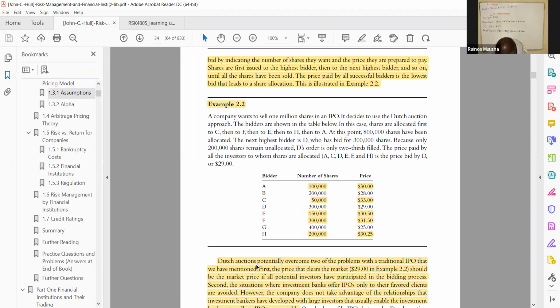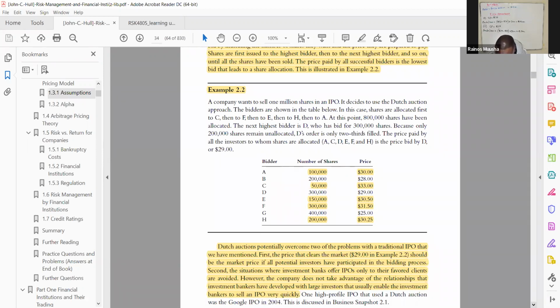So here they say, the Dutch auction potentially overcomes two of the problems with the traditional IPO that has been mentioned. First, the price that clears the market is $29, which should be the market price of all potential investors who have participated in the bidding process. So which means everyone now is going to end up paying $29. And second, the situation where investment banks offer IPOs only for the favored clients is avoided. However, the company does not take advantage of the relationship that investment bankers have developed with large investors that usually enable the investment bankers to sell an IPO very quickly as well.